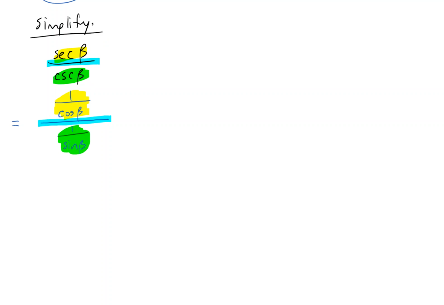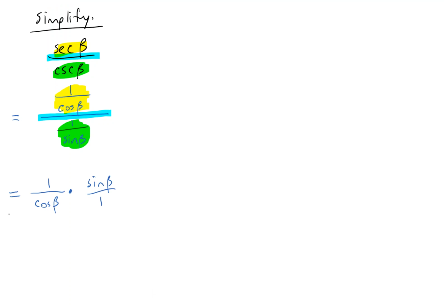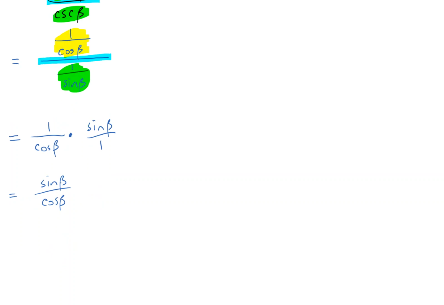Notice that my big fraction bar here separates the yellow fraction divided by the green fraction. That's important to understand what order your division is taking place. Now to do this division, I have to multiply the top fraction by the reciprocal of the bottom fraction, meaning I've got to flip the bottom fraction and make it times. So it's going to be times sine of beta over 1. And now when I multiply straight across, on top I get sine of beta, and on bottom I get the cosine of beta. And sine beta over cosine beta is the same thing as tangent of beta.